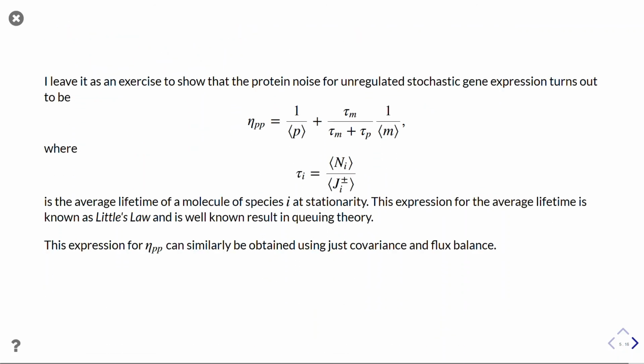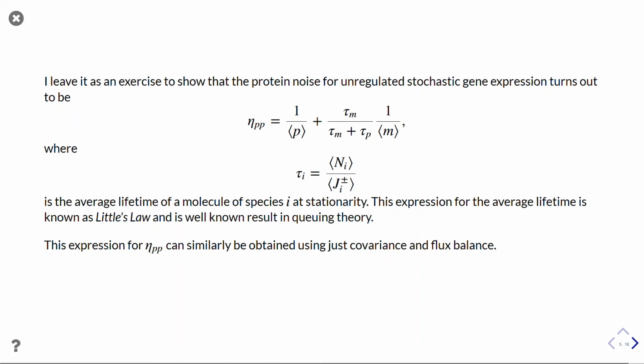Now, I'll leave it as an exercise to show that the protein noise for unregulated stochastic gene expression turns out to be the following expression. We have eta sub pp is equal to 1 over the average of p plus this time averaging term times 1 over the average abundance of mRNA. Note, I define the average lifetime of a molecule of species i at stationarity as tau sub i, and it can be expressed as the average abundance of species i divided by the average flux in and out of the system of species i. Note that at stationarity, the average flux in is equal to the average flux out. This expression for average lifetime is known as Little's law and is a well-known result in queuing theory.